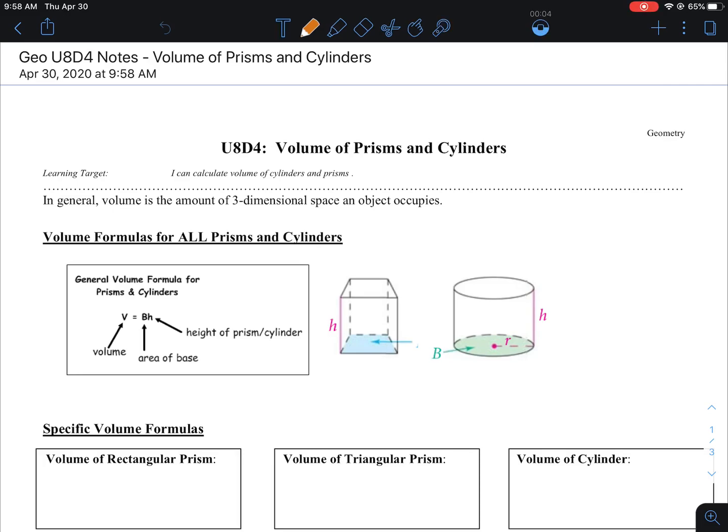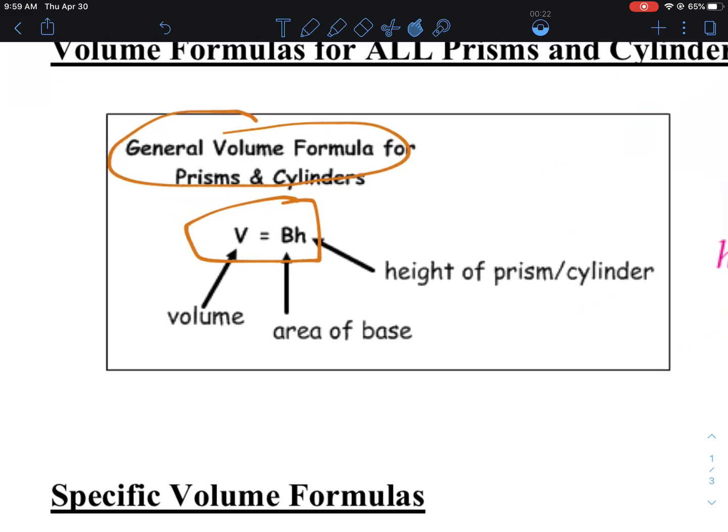All right, everyone. Today is about volume of prisms and cylinders. And if you remember, volume is basically the amount of three-dimensional space an object occupies. Prisms and cylinders are very convenient because, in general, all prisms and cylinders have this generic volume formula here, which you can see is capital B times H.